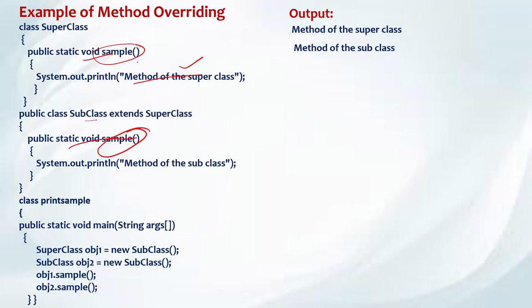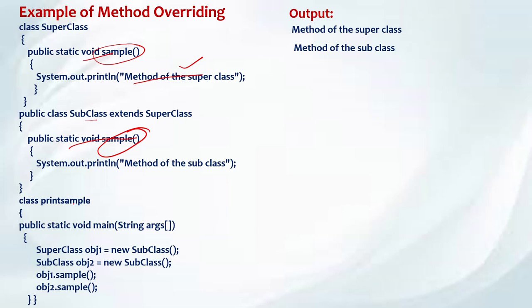and the same parameter list also. Here no parameters are passed inside the function, so both are the same. In the subclass, System.out.println prints method of the subclass. Next we are going to see how the subclass method will override the superclass method.